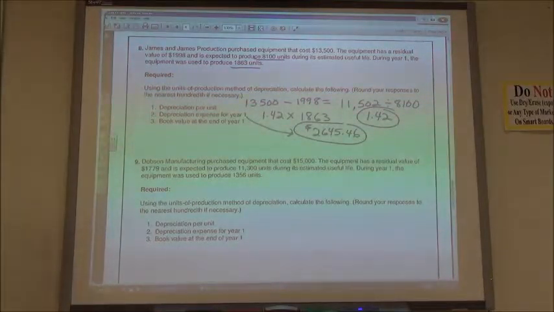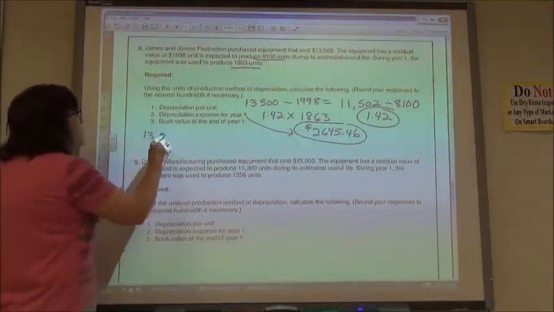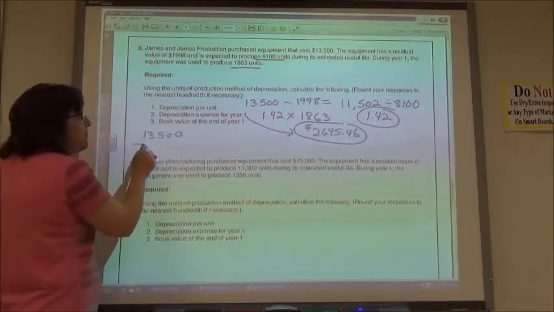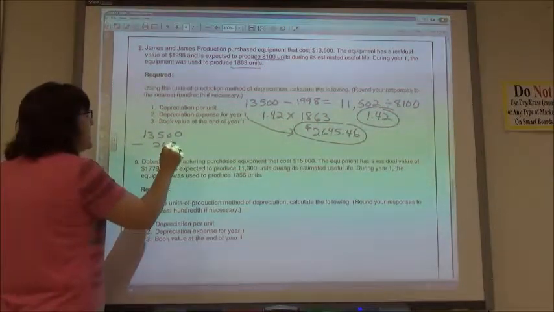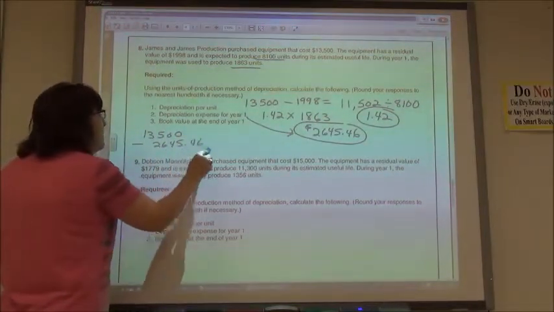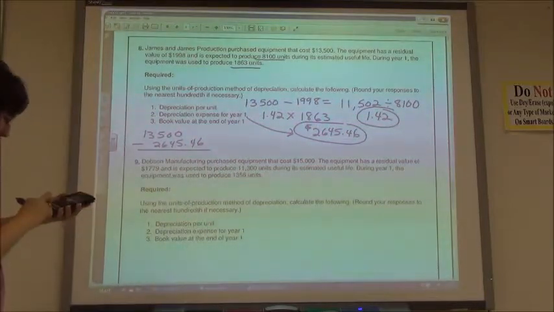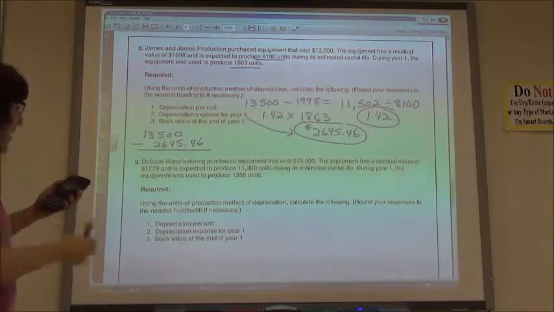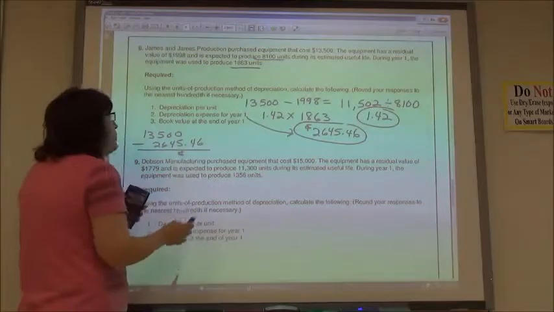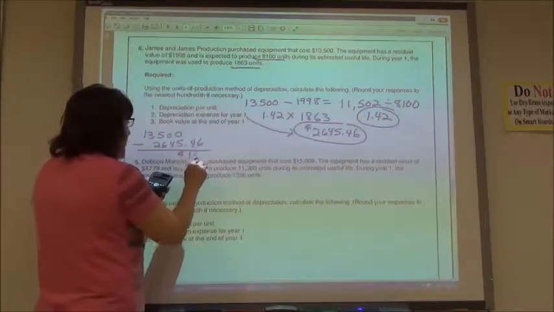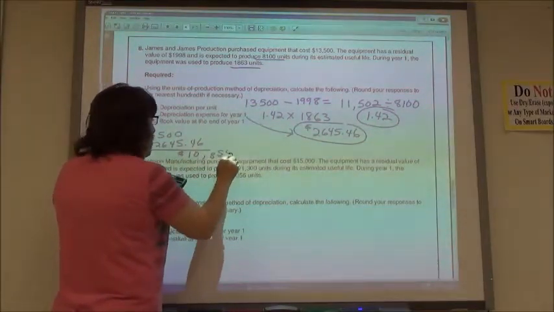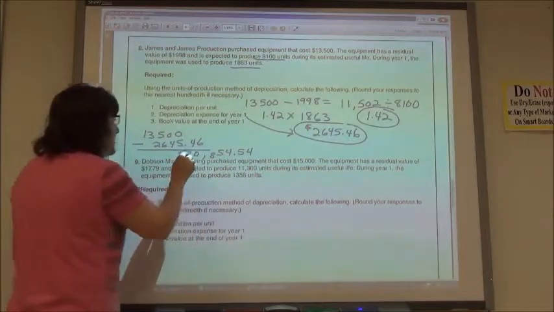My book value then started with a value of $13,500. I have to subtract off my $2,645.46. And so now the value after the first year is $10,854.54.